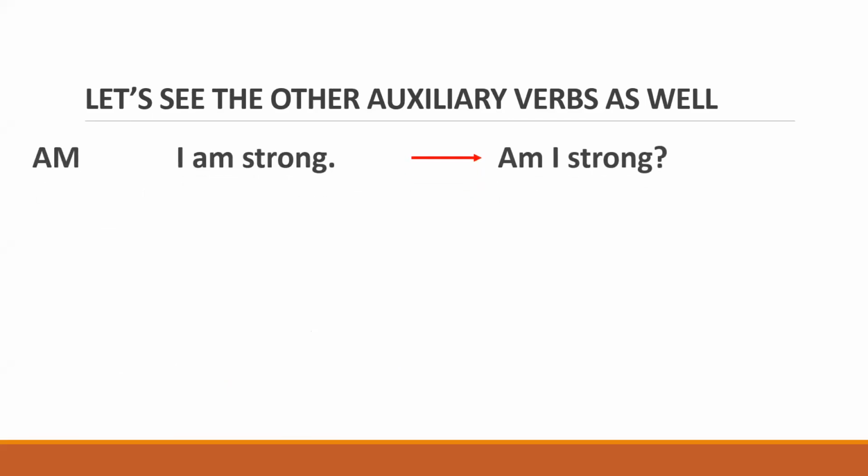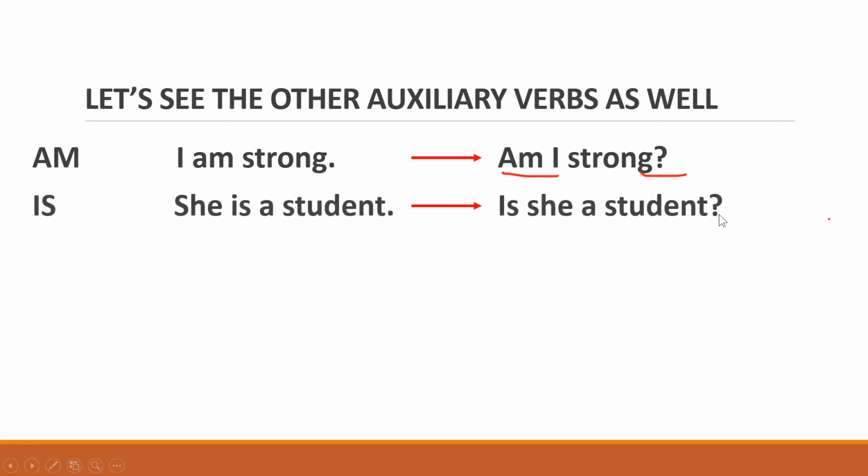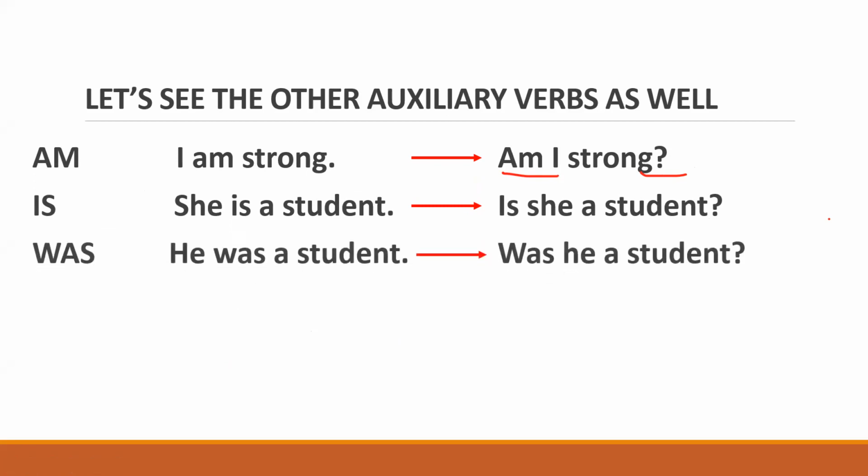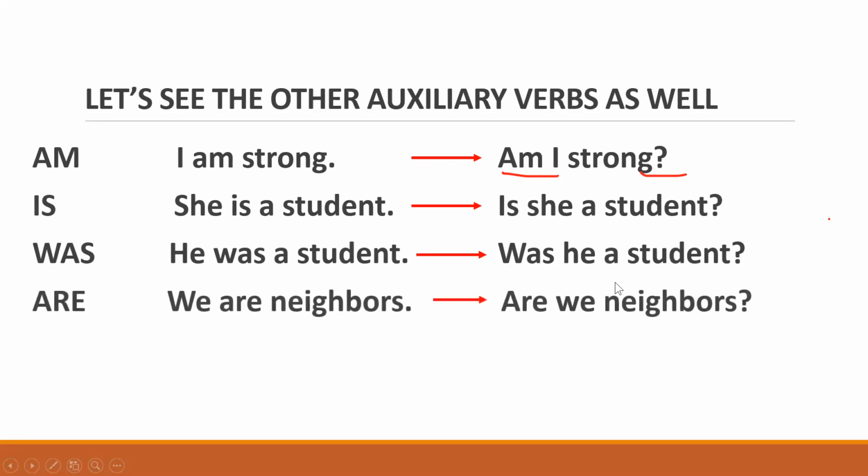First one is am. I am strong. Pattern: put the auxiliary verb in the front and make a question. Am I strong? Next one is, she is a student. Bring the auxiliary verb is in the front and make it: Is she a student? Was. He was a student. Again, bring the auxiliary verb in the front and you get: Was he a student? Are. We are neighbors. Bring the are in the front and you get: Are we neighbors?